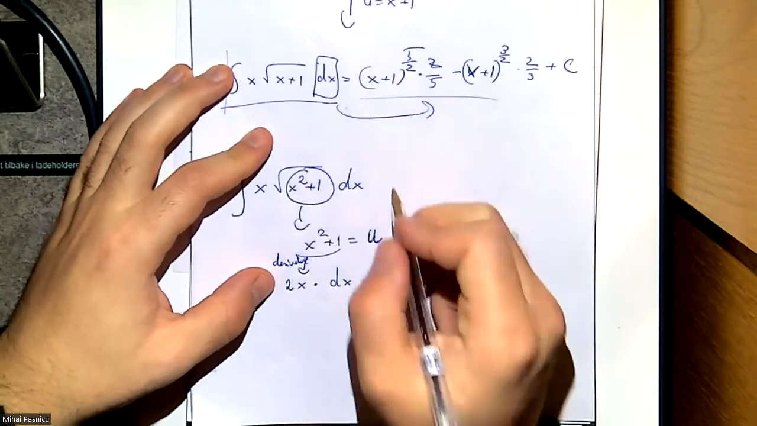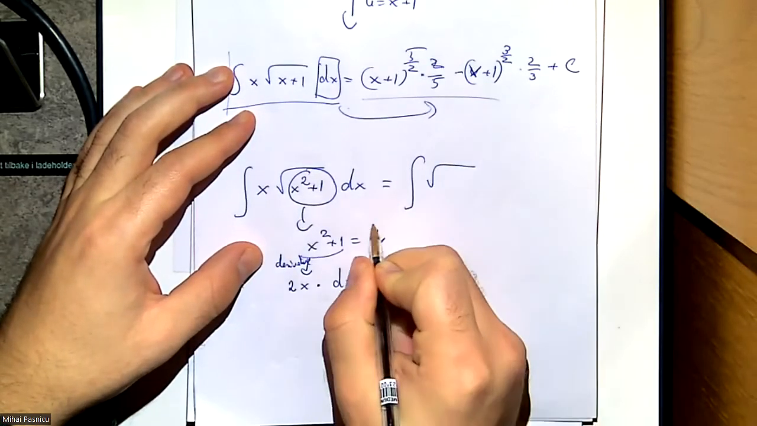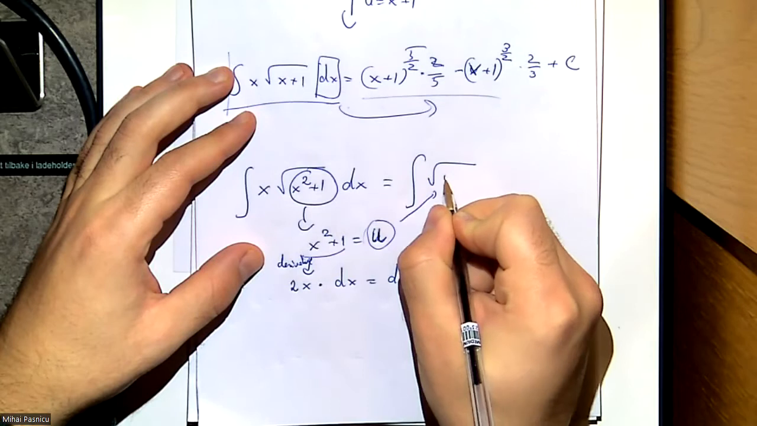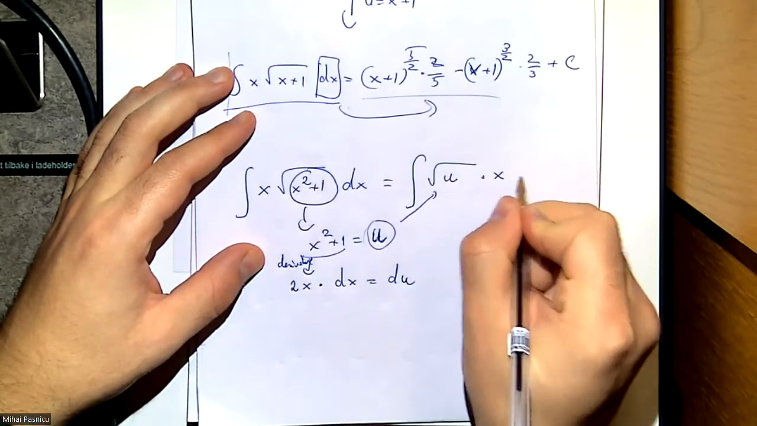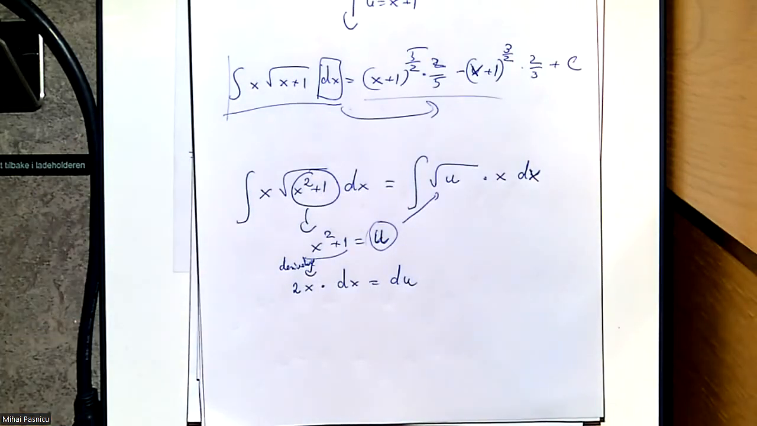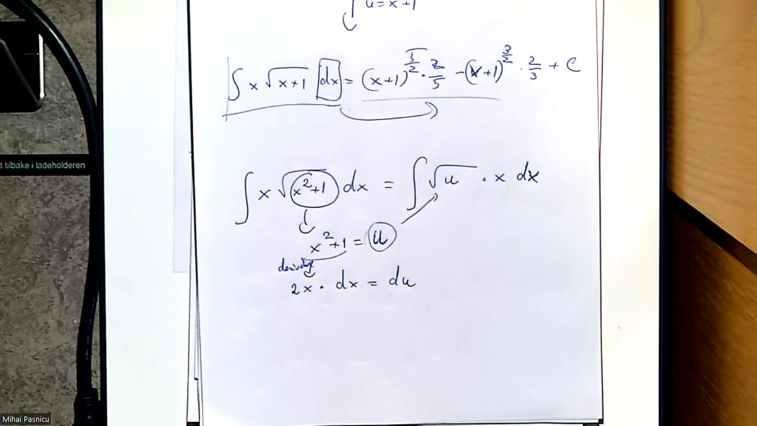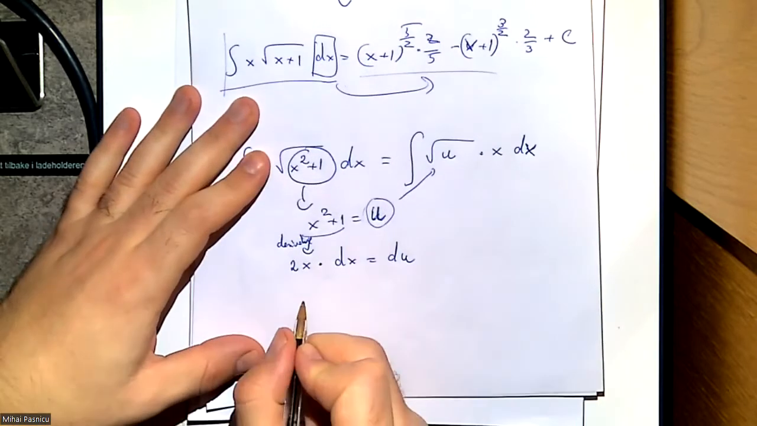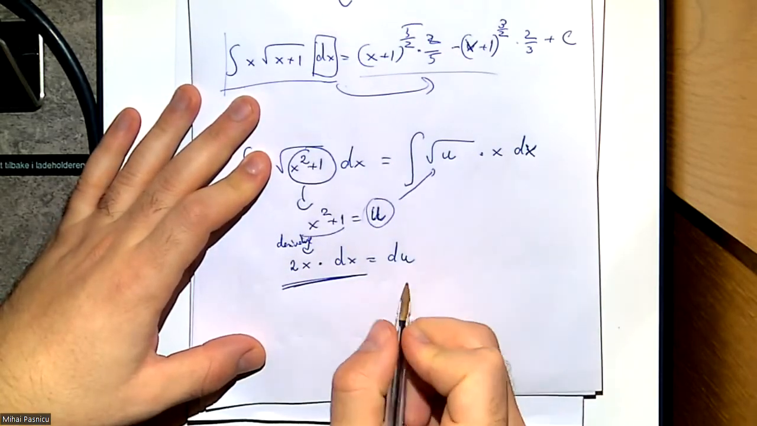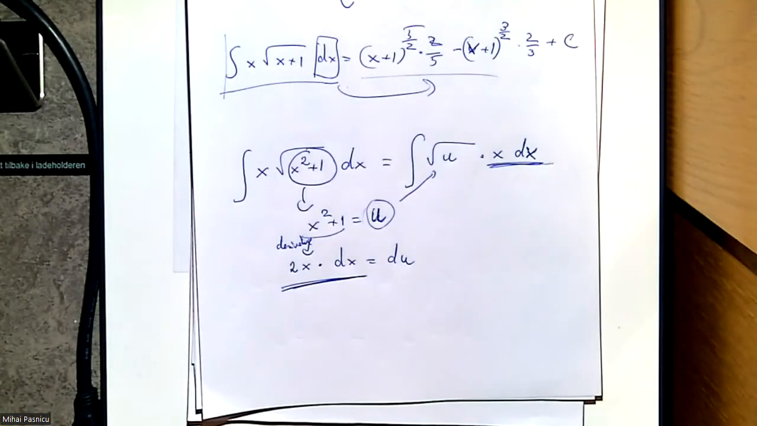Okay, now we're in a bit of trouble right now because if I replace it blindly, I get square root of u times x dx. This is horrible because I have dx and I have u here, doesn't work. We already talked about that. Can I do something? I need to get rid of x and I need to have a du pop there. Well, look at it. 2x dx is equal to du, and I have an x dx. Any ideas here?